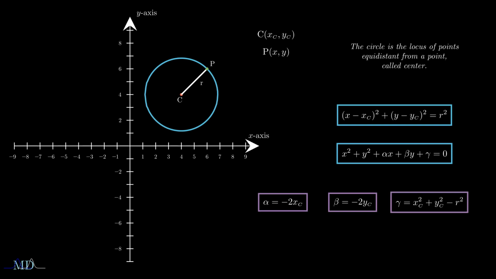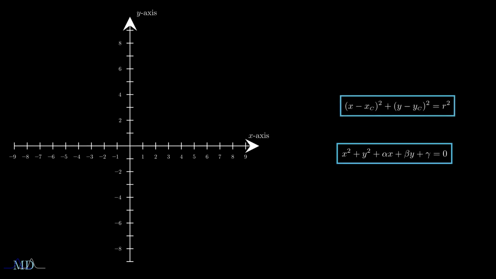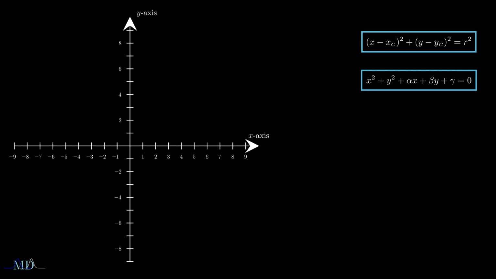Vice versa. If we have the general equation, therefore we know alpha, beta and gamma, and we want to write the canonical equation, we have to invert the three equations. We get xc equals minus alpha over 2, yc equals minus beta over 2, and r equals square root of alpha quarters squared plus beta quarters squared minus gamma. We have seen the canonical equation of a circle, the general equation, and how to go from one to the other.